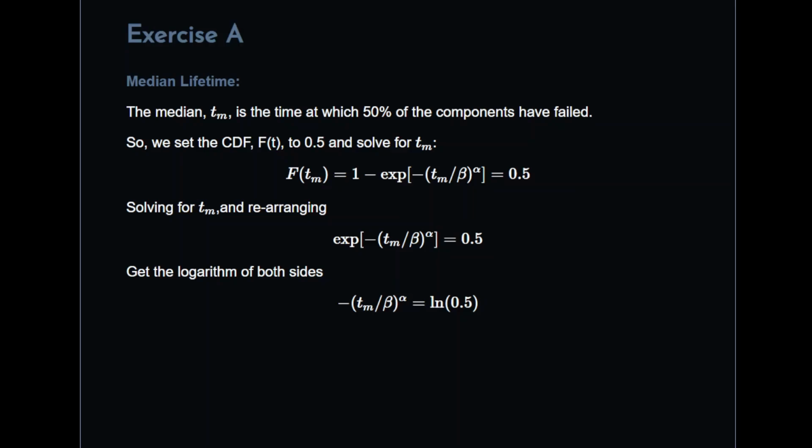So solving for tm and rearranging. First, we rearrange it algebraically. We have the exponential of minus (tm divided by beta) to the power of alpha equals 0.5. Essentially we just remove that 1 minus and rearrange it a little. Now we take the logarithm of both sides. When we take the logarithm of an exponential function, we end up with the argument of the exponential function. So the logarithm of the exponential of minus (tm divided by beta) to the power of alpha is simply minus (tm divided by beta) to the power of alpha. And we take the logarithm of both sides, so we end up with the logarithm of 0.5.